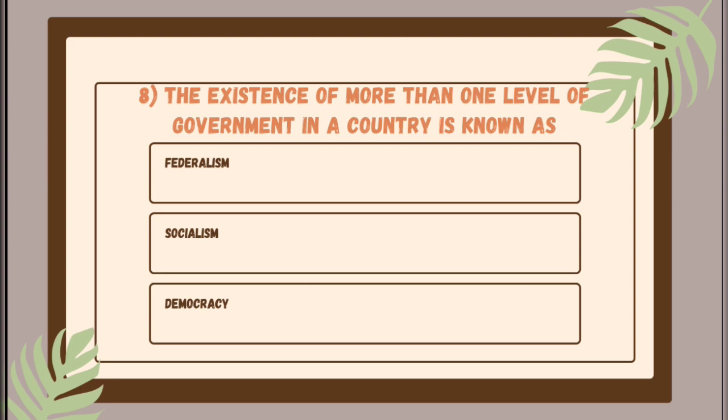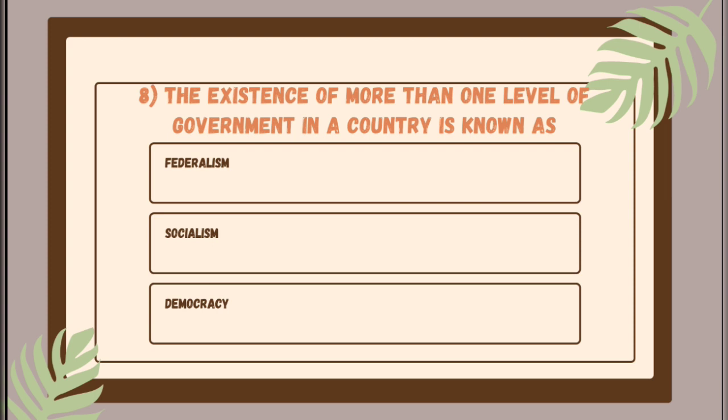Question number 8. The existence of more than one level of government in a country is known as what? The options for question number 8 are: Option A, federalism. Option B, socialism. Option C, democracy.